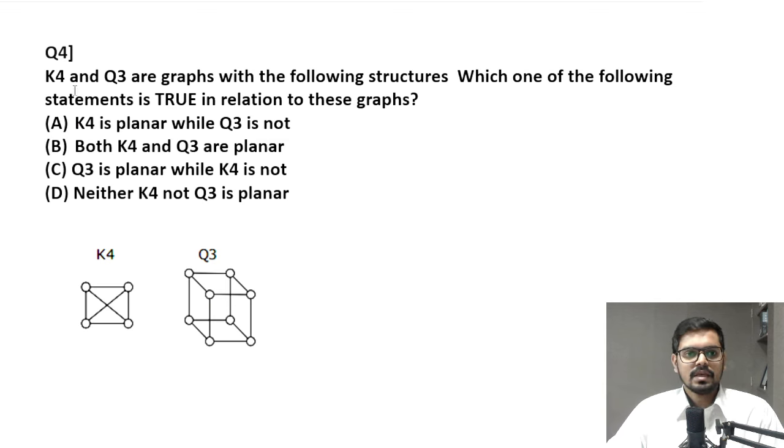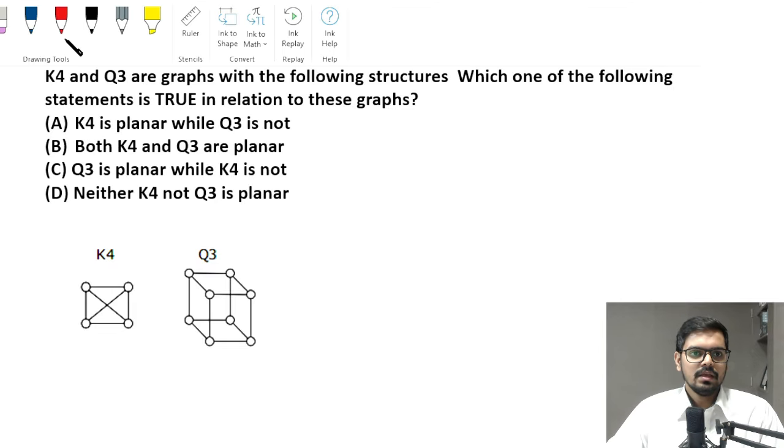Tried. Question says K4 and Q3 are the graphs. Which of the following statements is true about these graphs? K4 is planar, Q3 is not. Both of them are planar. Q3 is planar, K4 is not. Both of them are not planar.